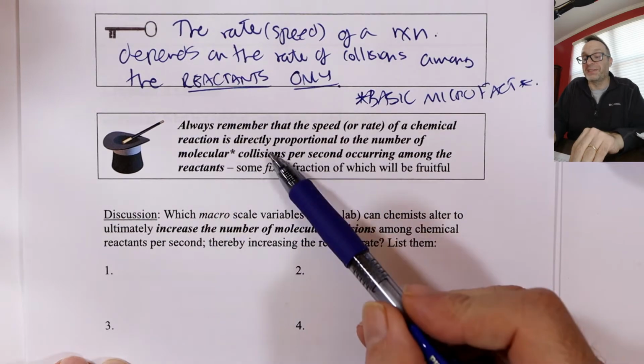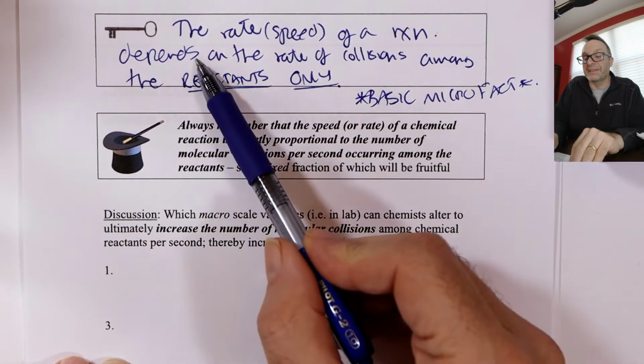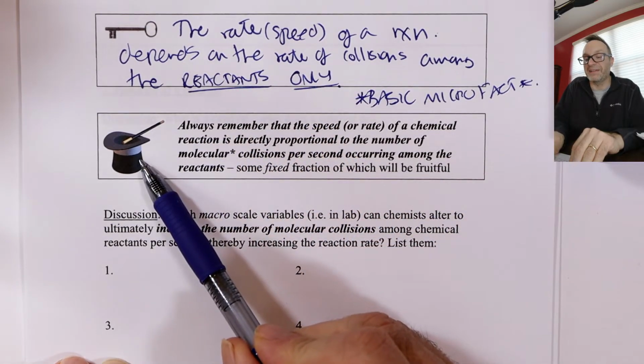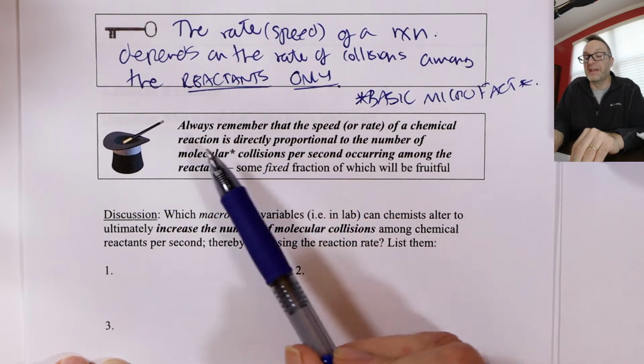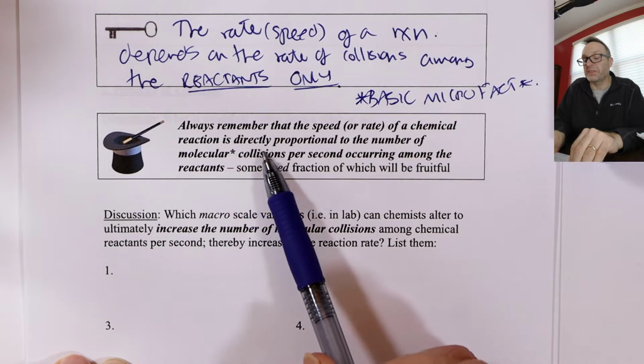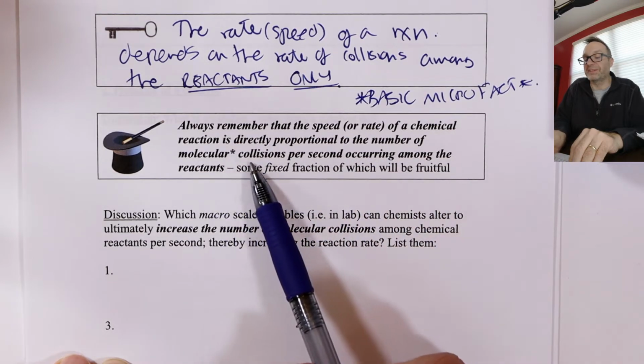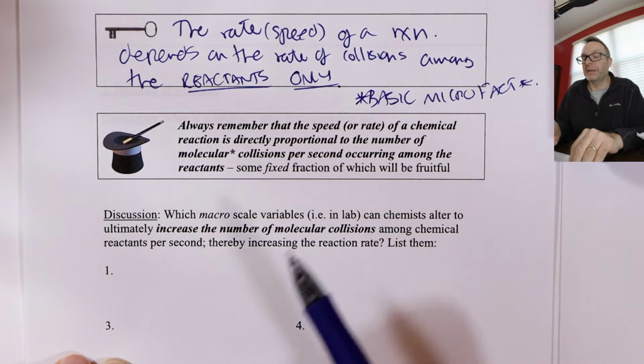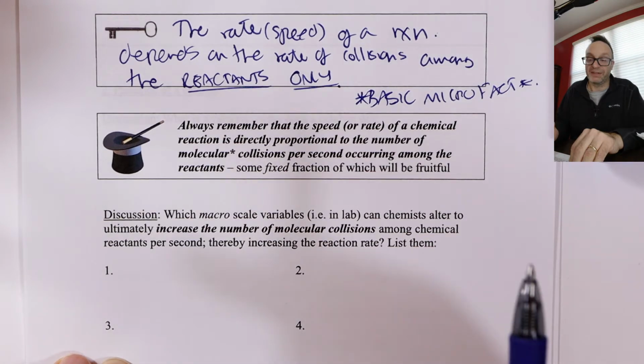Before we go there, just remind ourselves what we're doing here. This is the key fact. This is the trick. Always remember that the speed or rate of a chemical reaction is directly proportional to the number of molecular scale collisions happening per second amongst the reactants. Some fixed fraction of those will be fruitful.